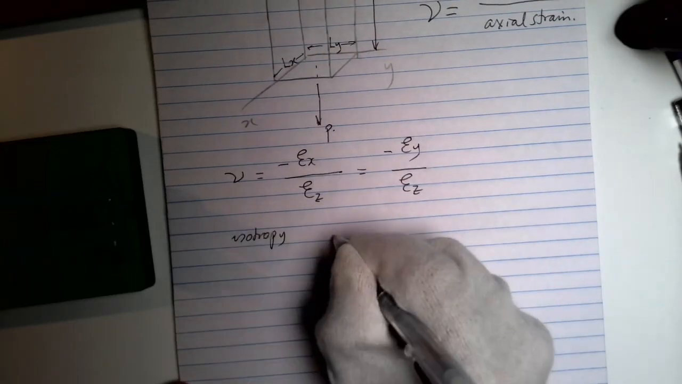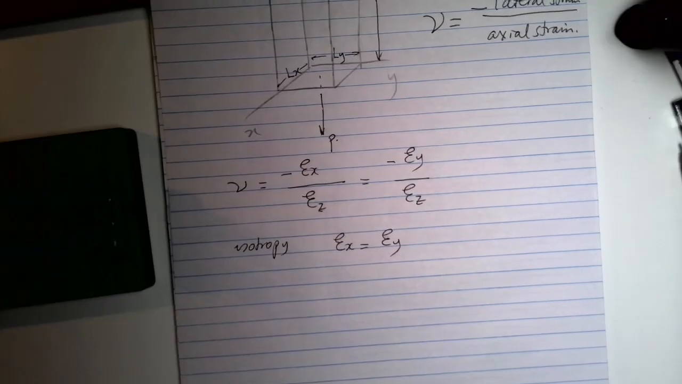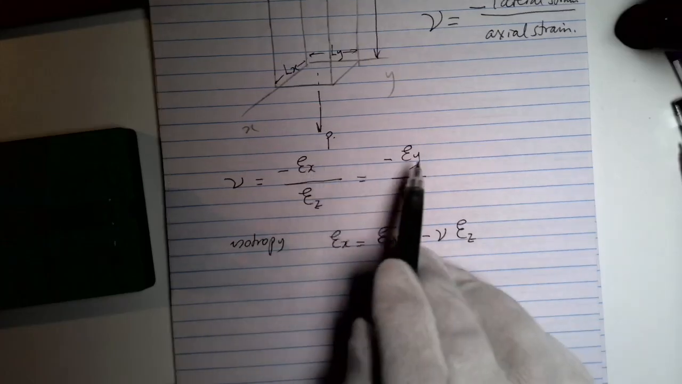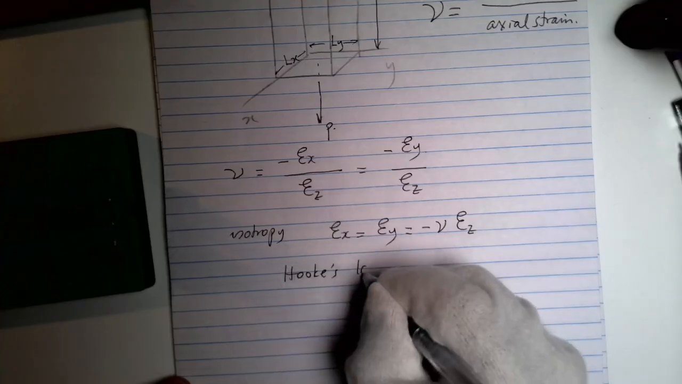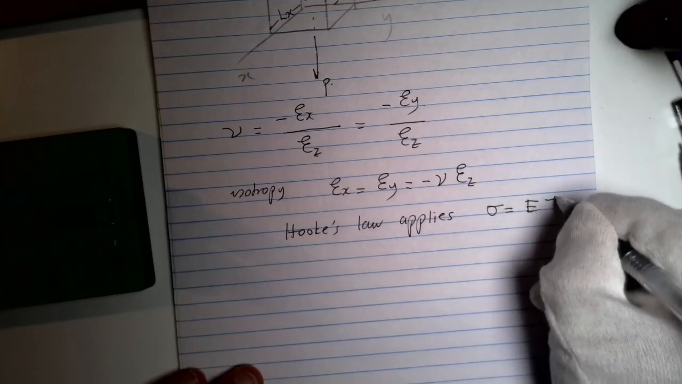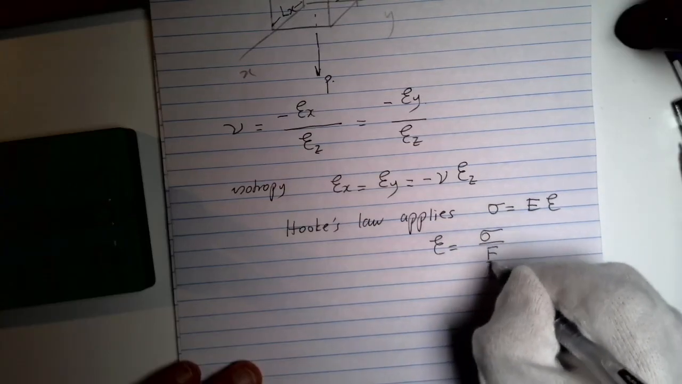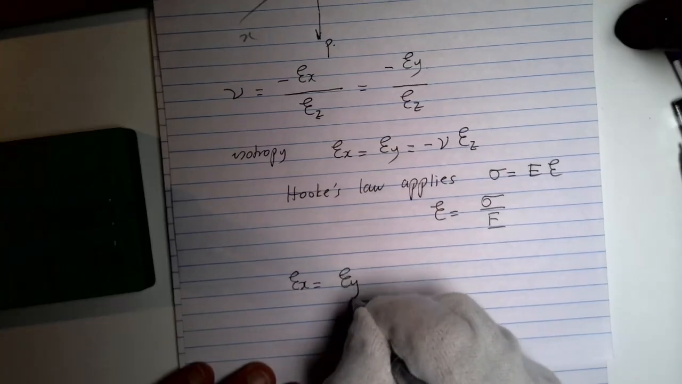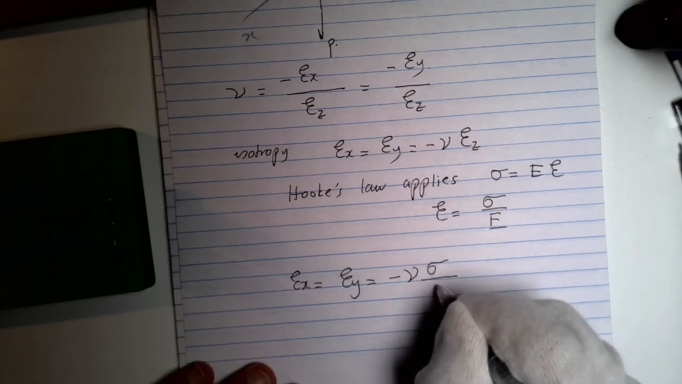Because of isotropy, epsilon x is equal to epsilon y. The strains are the same in x and y directions. They are minus nu epsilon z. Hooke's law applies in the elastic range, so sigma is equal to Young's modulus times strain, so strain is equal to sigma divided by E. Substituting that here, epsilon x is equal to epsilon y is equal to minus nu sigma divided by E.